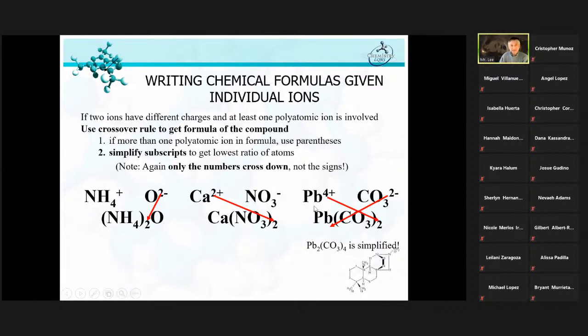And for lead, same thing. We got lead and then carbonate. The 4 goes to the carbonate, but we got to put brackets around it. And then the 2 goes to the lead. However, we can simplify the 2 and the 4 by dividing out by 2.